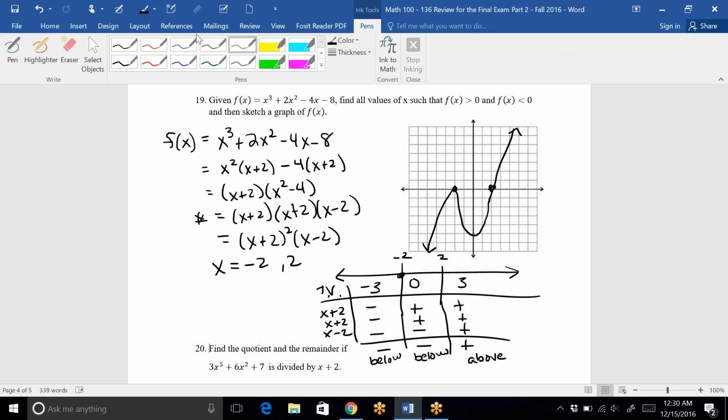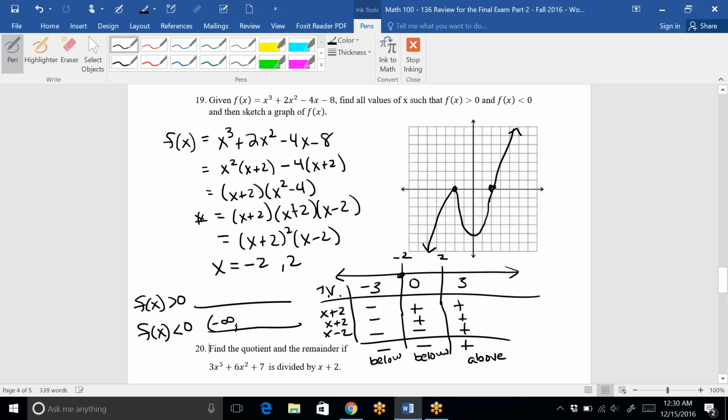Oh, and we have one more piece to talk about. There'll be a little blank on the test for these. It'll say f of x is greater than 0, and it'll have a blank, and f of x is less than 0, and it'll have a blank. The less than 0 ones, remember, are your below answers. The greater than 0 are the above, so it's just interval notation.